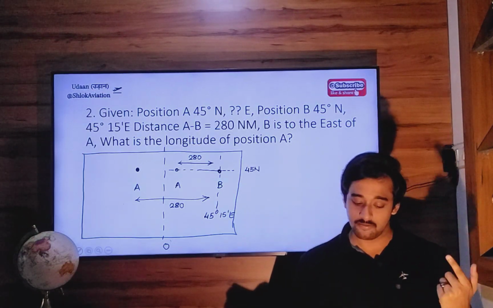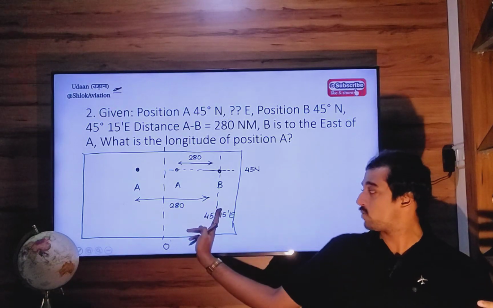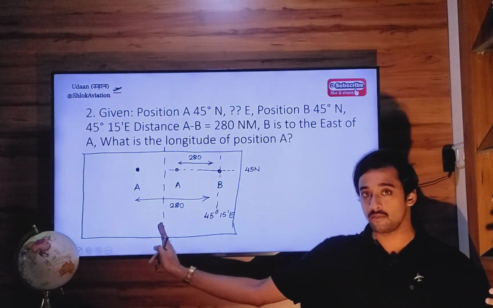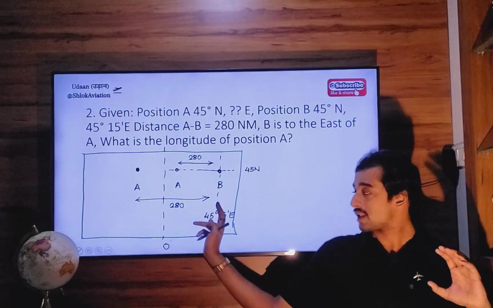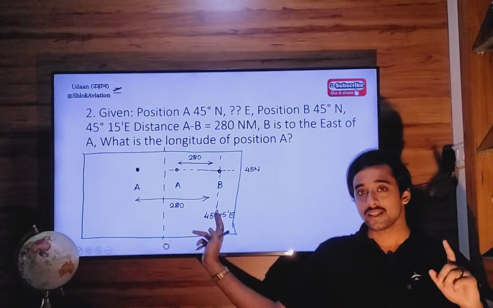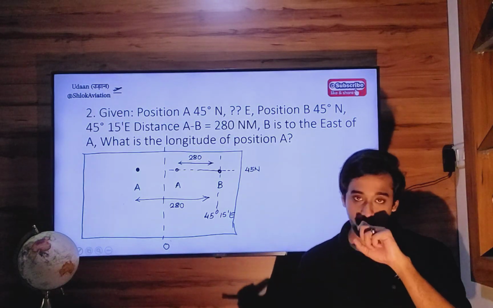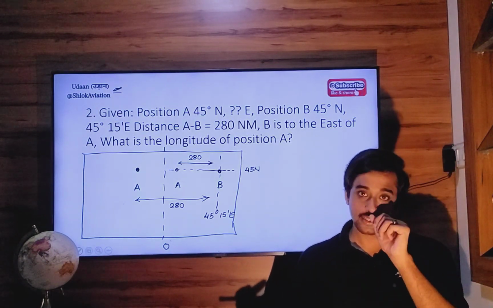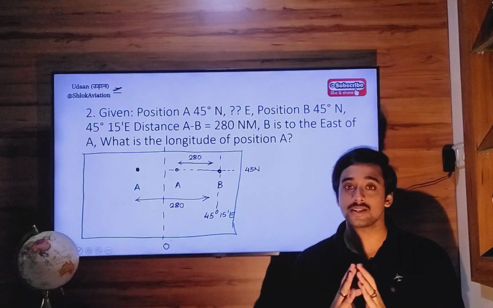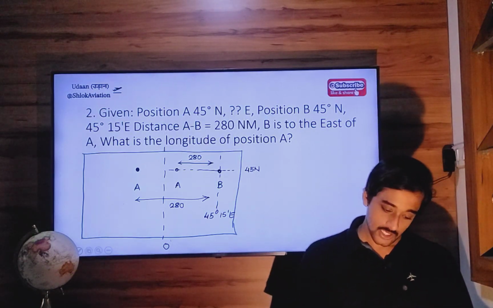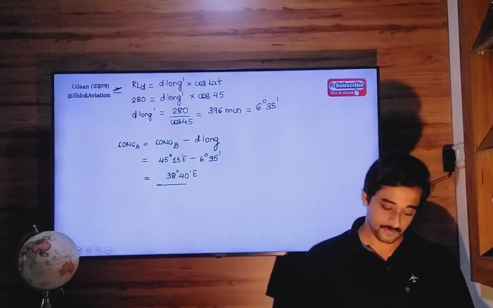If the difference had been more than 6 degree 35 minutes, if it had been equal to 45 degree 15 minutes, which is the difference between prime meridian 0 degree and longitude of B, then our position A would have been in the western hemisphere. So this is how you come to know whether position A is in the east or west hemisphere, looking at the d long, the difference separating them. So longitude of A will be 38 degree 40 minutes east.